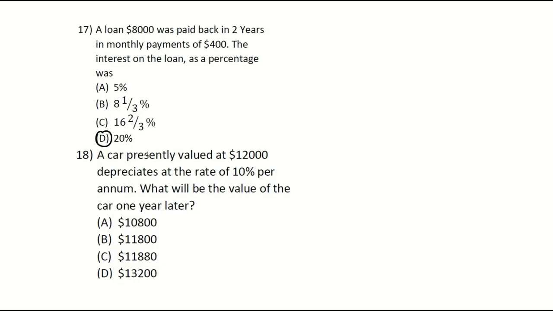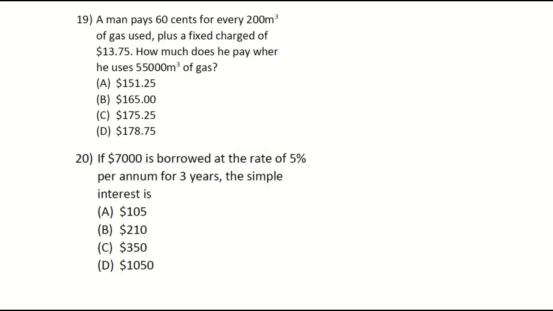A car presently valued at 12,000 depreciates at a rate of 10% per annum. What will be the value of the car after 1 year? This is a repeated question. It can't be this, because it depreciates in value, so anything more than this is out. We found 90 over 100 multiplied by 12,000. Cross out, cross out, cross out. It will be 10,800, right?